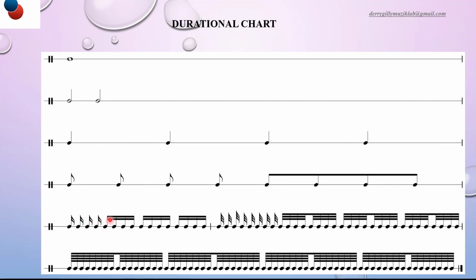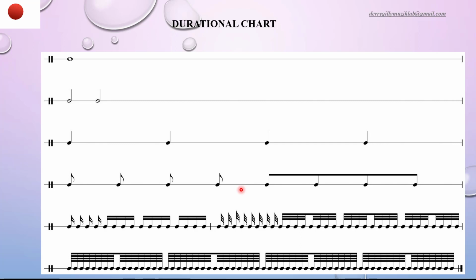Okay, so you can rewrite this one in a different way. You can combine this one, so two beams or two flags. Then you can also have that. Okay, this one is three flags with a three beam, two flags with a two beam, one flag with a one beam, and so on and so forth.